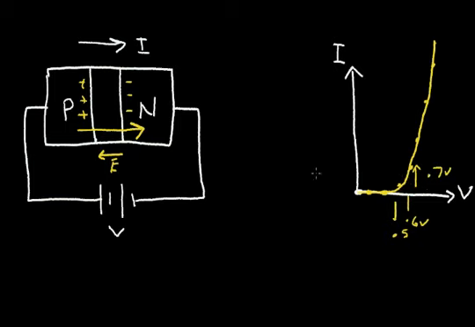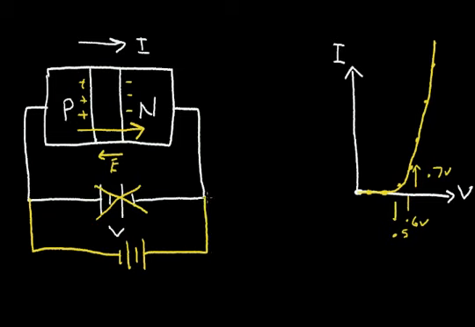So let's analyze what happens if I reverse the polarity of this battery. So I'm going to remove this battery. I'm going to connect one with the opposite polarity. So let's connect this terminal to the P region. I'm going to connect the positive terminal to the N region.